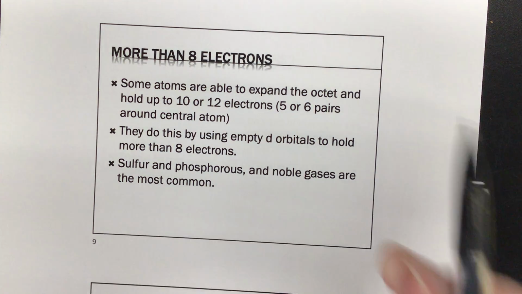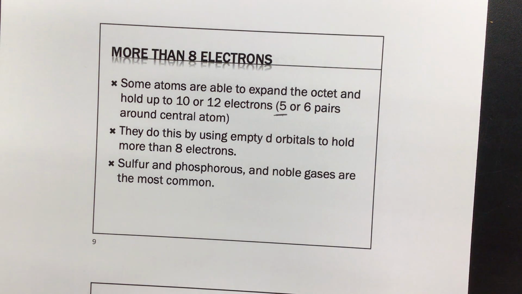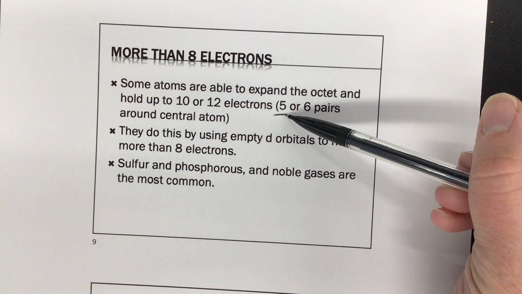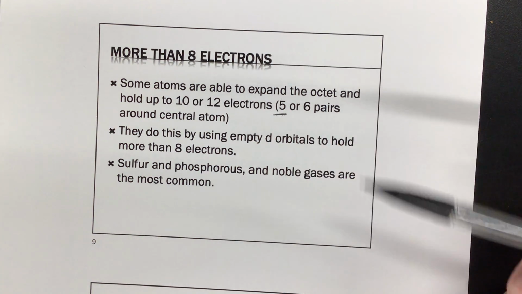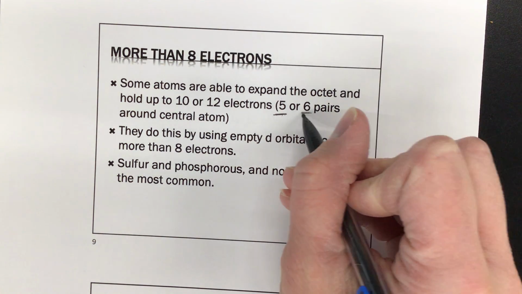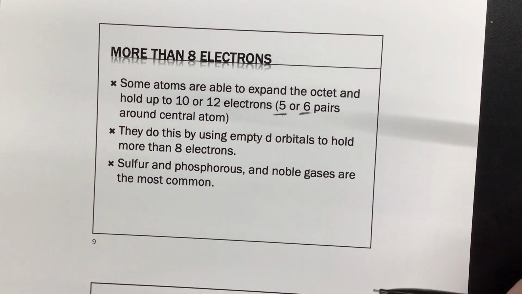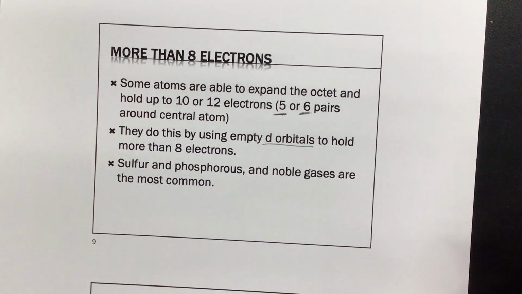So we're still having that rule, you cannot make more bonds than you have valence electrons. So if you have 2, you make 2 bonds. If you have 3 valence electrons, you make 3 bonds. If you have 5 valence electrons, you don't have to, but you can make 5 bonds. 5 bonds would be 10 electrons. If you have 6 valence electrons, you could make 6 bonds. 6 times 2 is 12. And so again, we're doing this with those weird d orbitals.